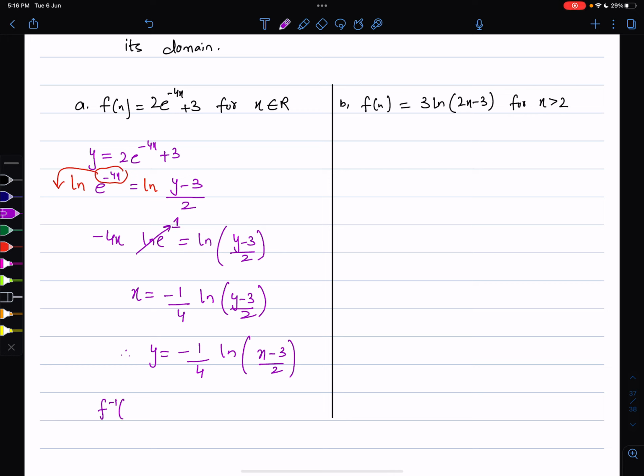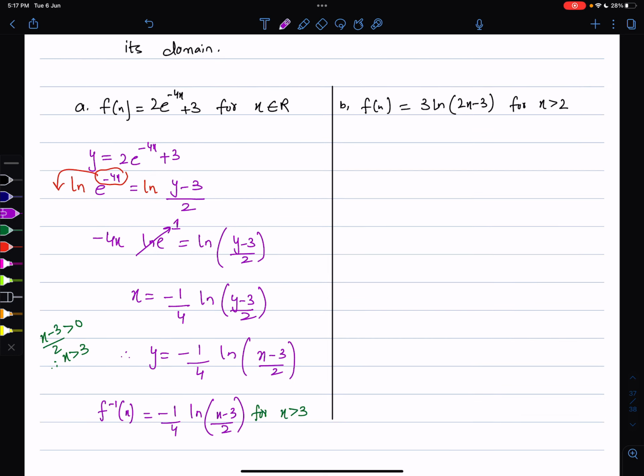Lastly, we are going to write f inverse of x equals minus 1 upon 4 ln of (x minus 3) upon 2. And we have to mention the domain of the inverse function. Now the inverse function is a log function, and the log function is only defined when this value is greater than 0. So (x minus 3) upon 2 must be greater than 0, therefore x must be greater than 3. So the domain of the function is x greater than 3. It is defined for the values of x that are greater than 3.